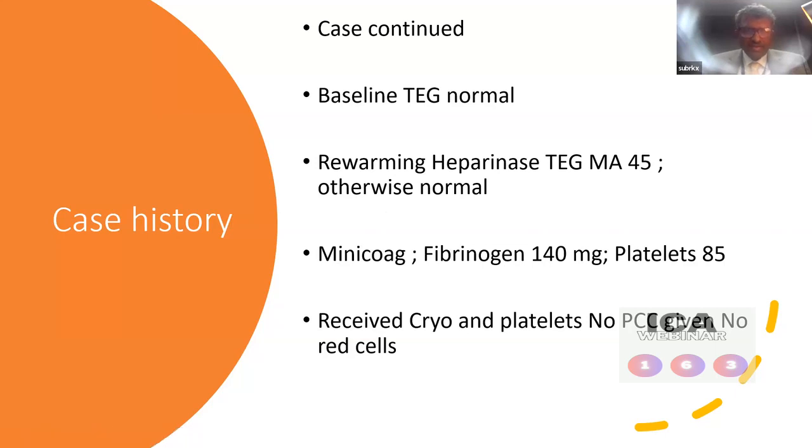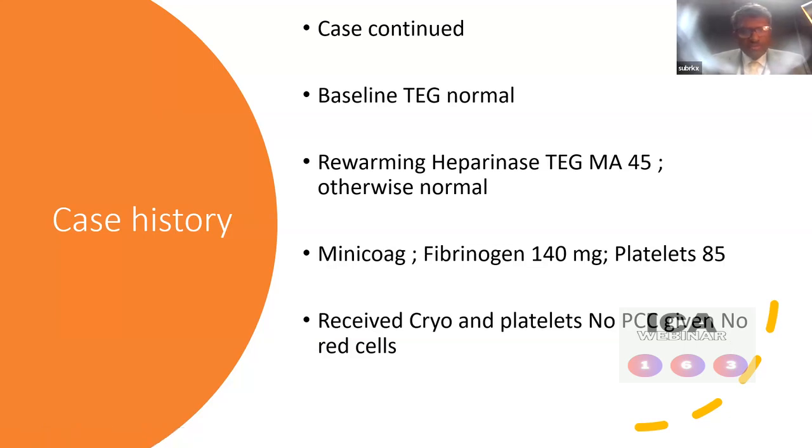Angle was slightly decreased. We also send a mini coagulation profile, which has fibrinogen and platelets, and this is what we came up with. Fibrinogen was 140 milligrams. Platelets were 85,000. So, as we discussed before the case, the patient received cryo and platelets, 2 units of cryo, 2 units of platelets, which normalized it. We repeated the TEG, which was normal. So no PCC was given to the patient. No red cell transfusion was given to the patient.